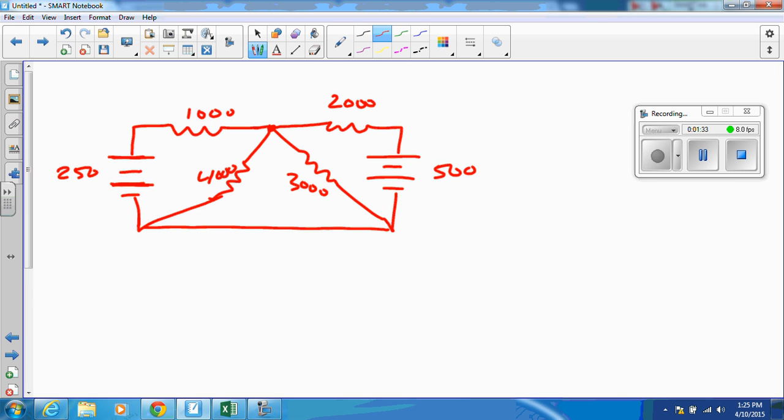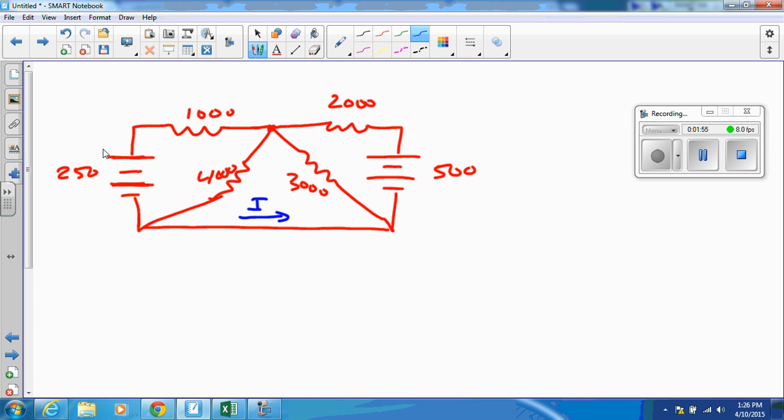3,000 ohms. And now what they want to know is the magnitude and direction of the current in the horizontal wire between A and B. So basically the bottom one. Bottom one. This current right here. Maybe it goes the other way. That's a good one. Okay?